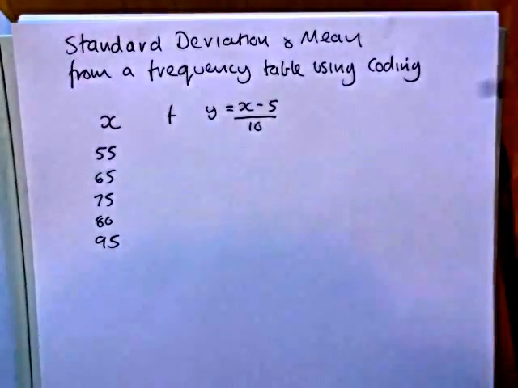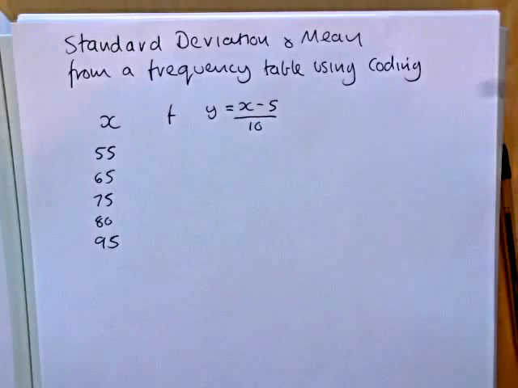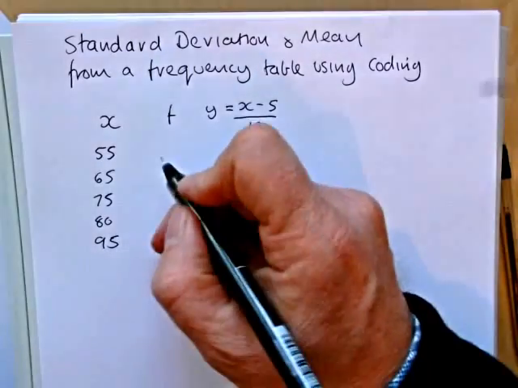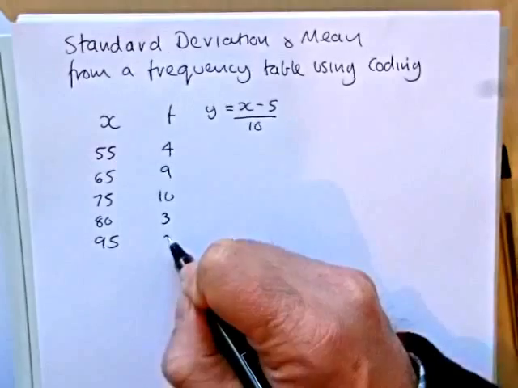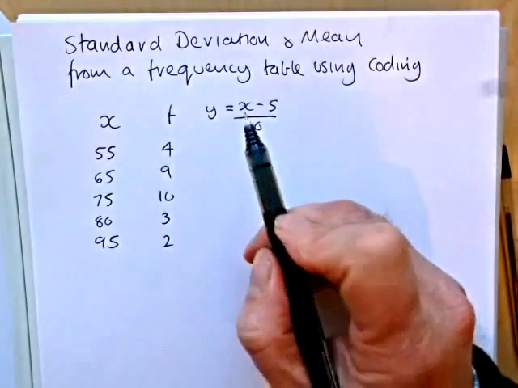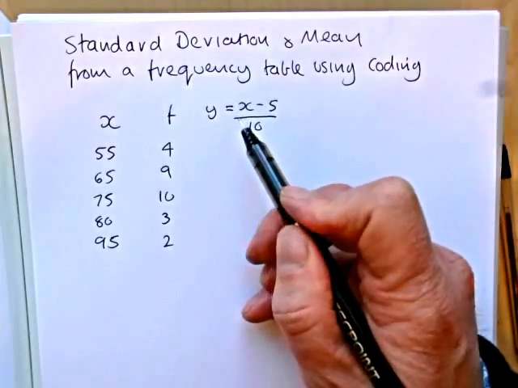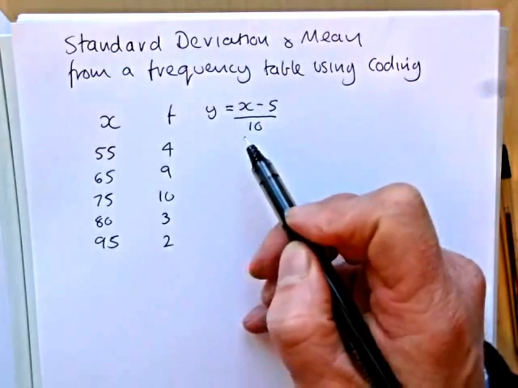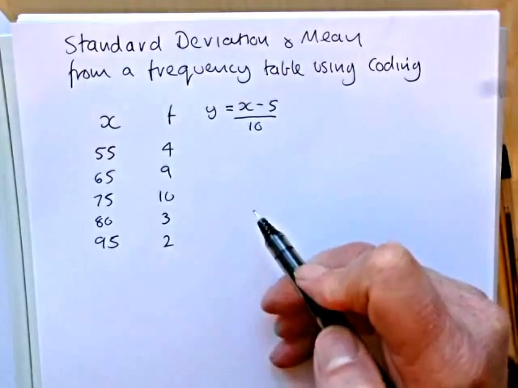So in this short video I'm going to show you how to use coding to calculate the standard deviation and mean from a frequency table. So I'll just put my frequencies in quickly and then we can get started. I've got my x values, I've got my frequencies, and we're going to produce a y value which will make the adjustment on x smaller, easier to use, and we'll calculate the mean and standard deviation of y and then we'll code it back to x.